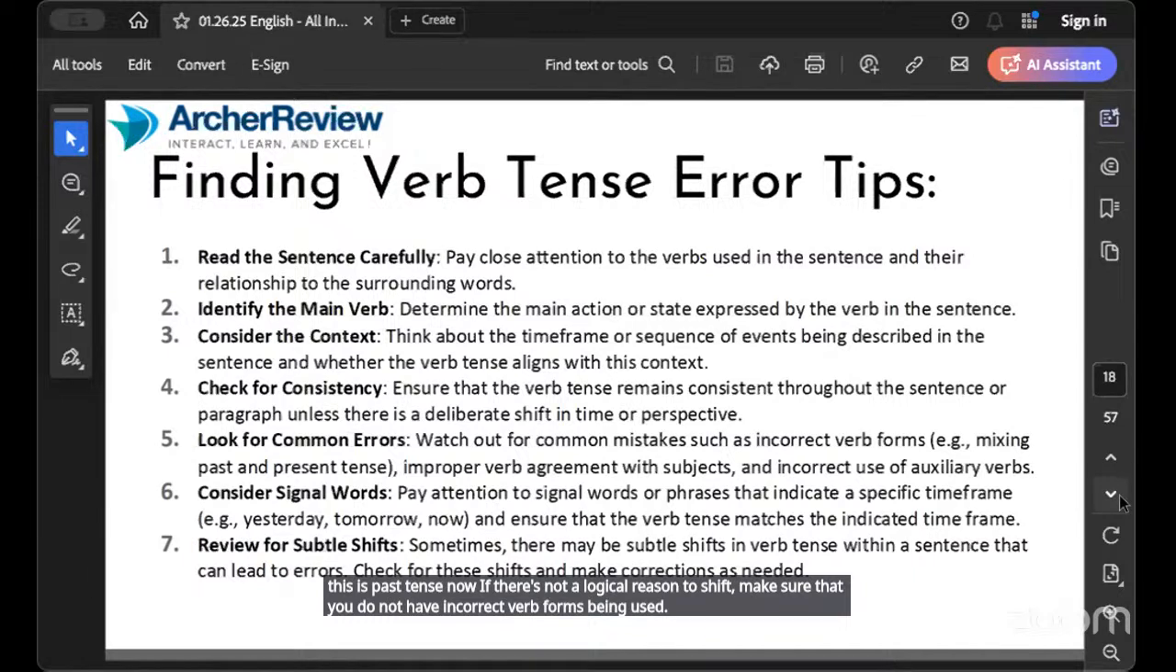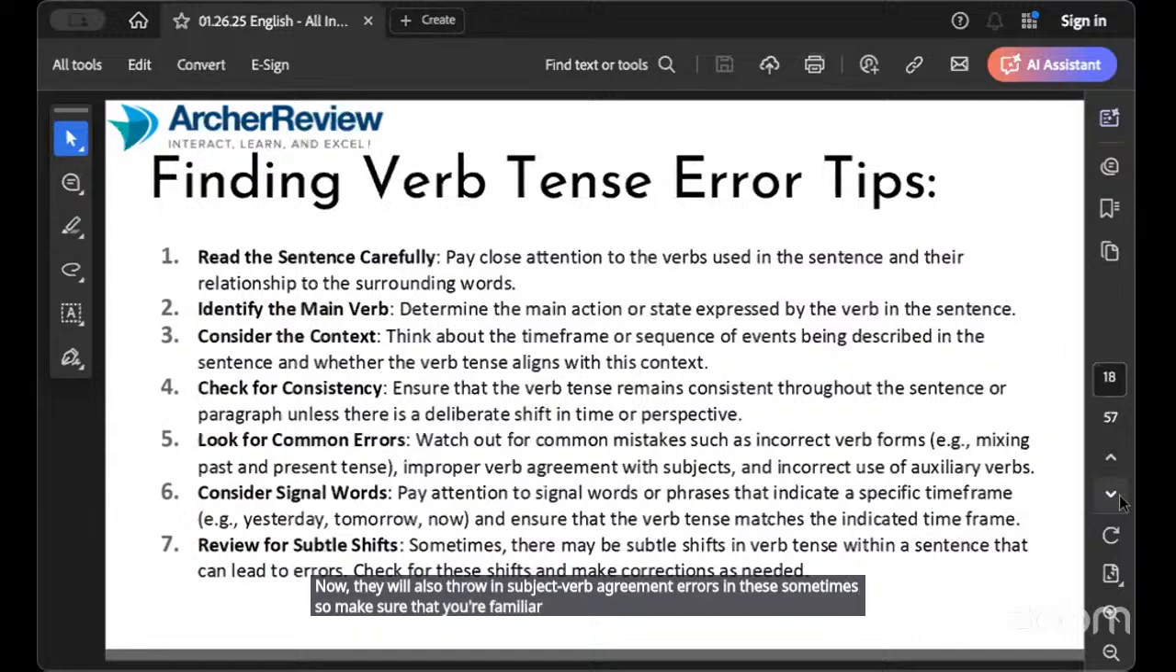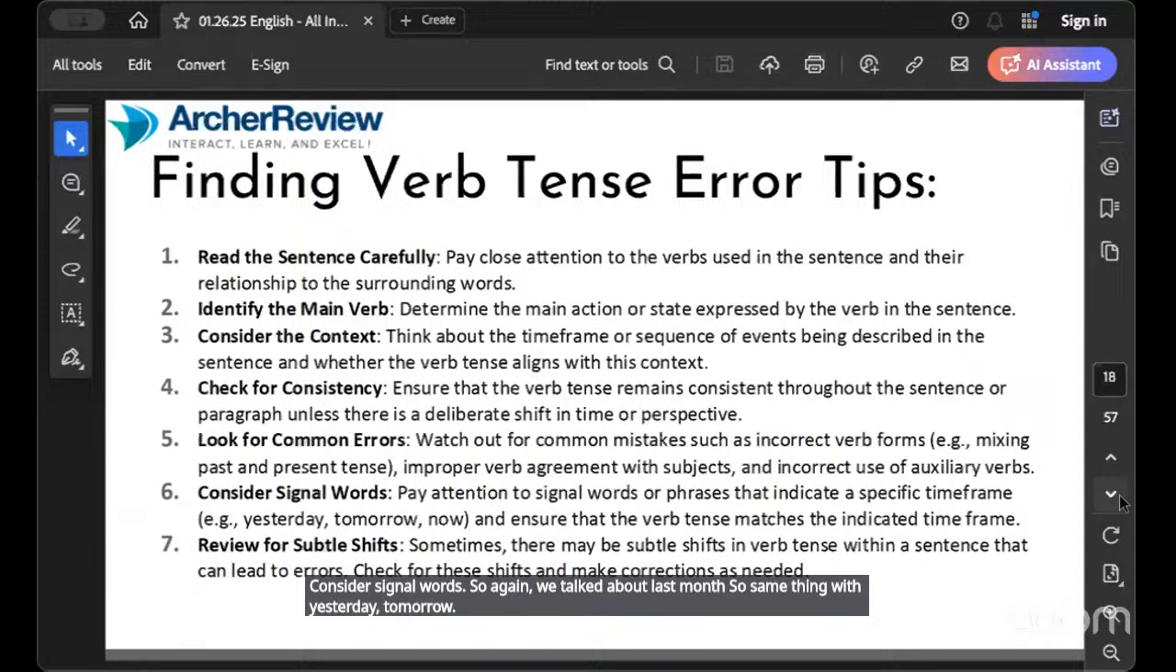Now, they will also sometimes throw in subject-verb agreement errors, so make sure that you're familiar with subject-verb agreement. Consider signal words. We talked about this last month. Same thing with yesterday, tomorrow, now. Look for those signal words to help you with the other tips.